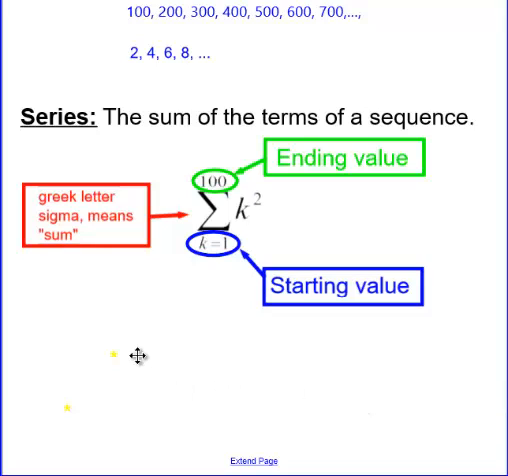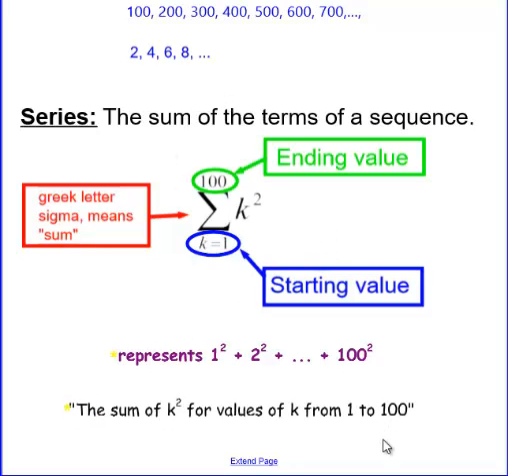So this would look like 1 squared plus 2 squared plus all the way to the sum with the 100 squared. And just add those all up. You would read this as the sum of k squared for the values of k from 1 to 100. So that's what we're doing when we see this symbol.